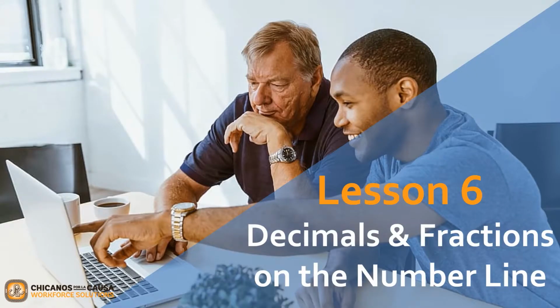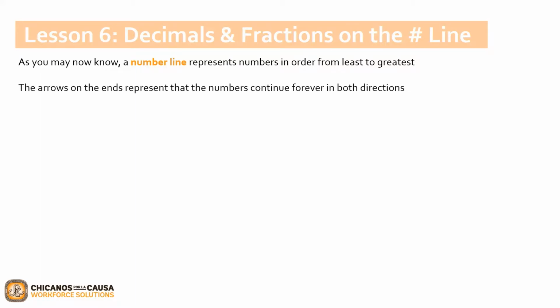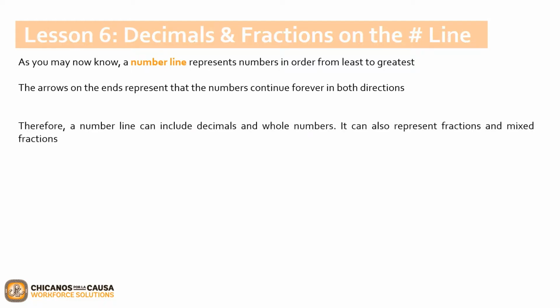All right, everyone, second to last lesson, lesson 6, decimals and fractions on the number line. As you may now know, a number line represents numbers in order from least to greatest. The arrows on the ends represent that the numbers continue forever in both directions. Therefore, a number line can include decimals and whole numbers. It can also represent fractions and mixed fractions. So a number line really kind of contains everything.